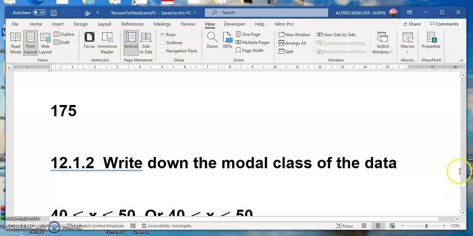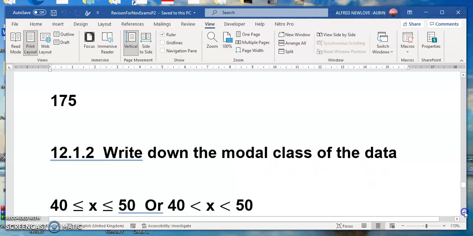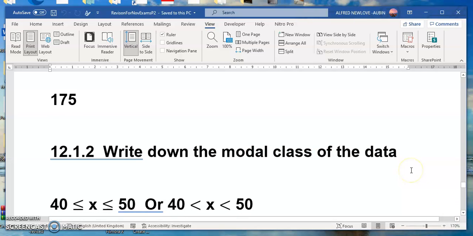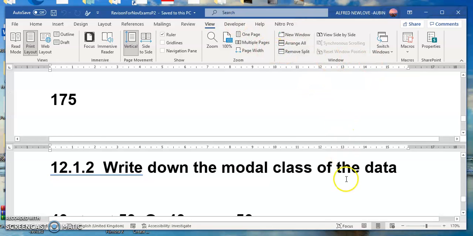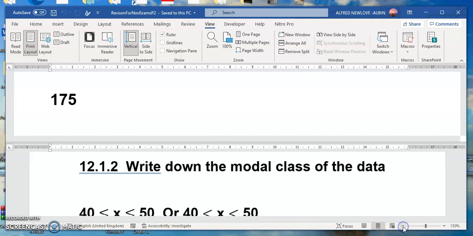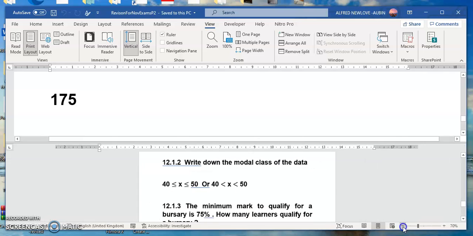Okay, then the next question says, write down the modal class of the data. Where is the data? The modal class is the one that has the highest frequency. How are we going to do that? Let me split and reduce the graph.